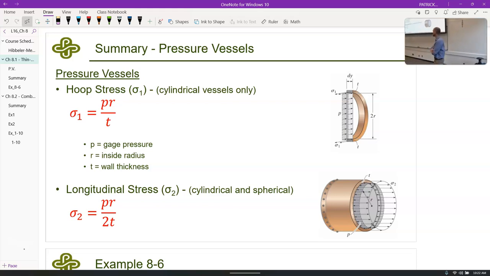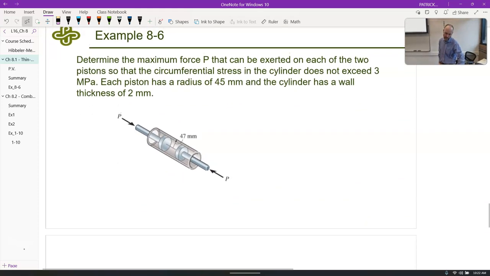Questions about that basic scenario? This is just kind of a unique case because we've got some elements that we design that fall into these sort of pressure vessels. So another example of a pressure vessel here, this would be like a little can. We've got a little piston going in, and we're wanting to determine what force P can be exerted such that the stress in the cylinder doesn't exceed 3 megapascals.